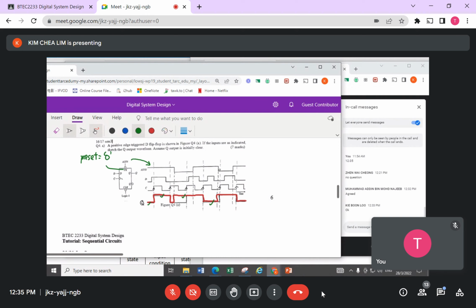Next. This one, preset working again. Yup. Working again. I don't need to do until here. Yep, correct. Okay, so this is correct. Anyone with any questions?